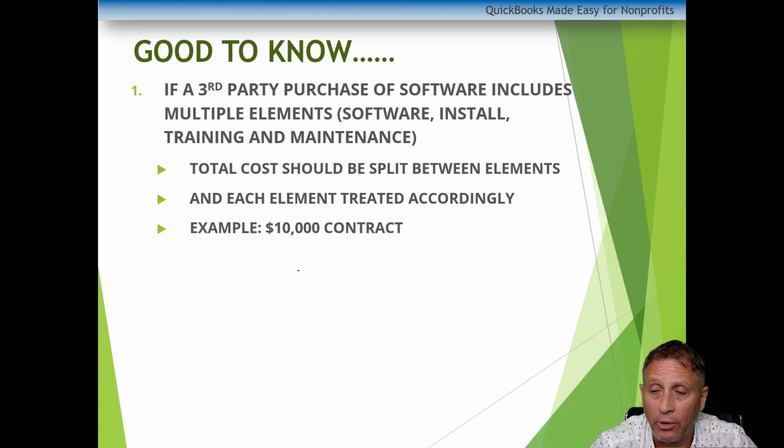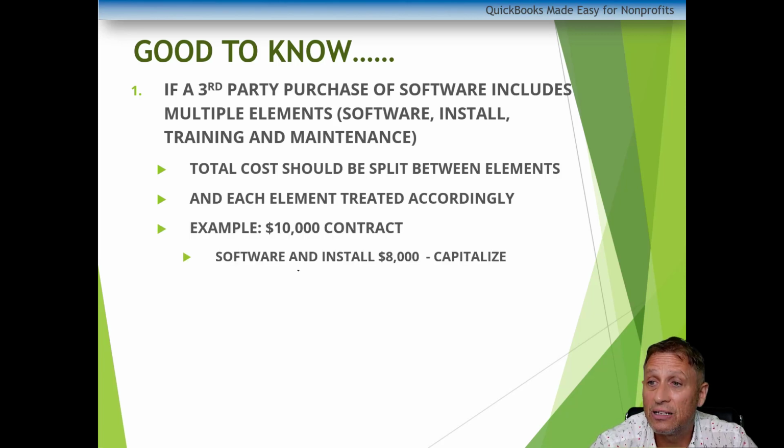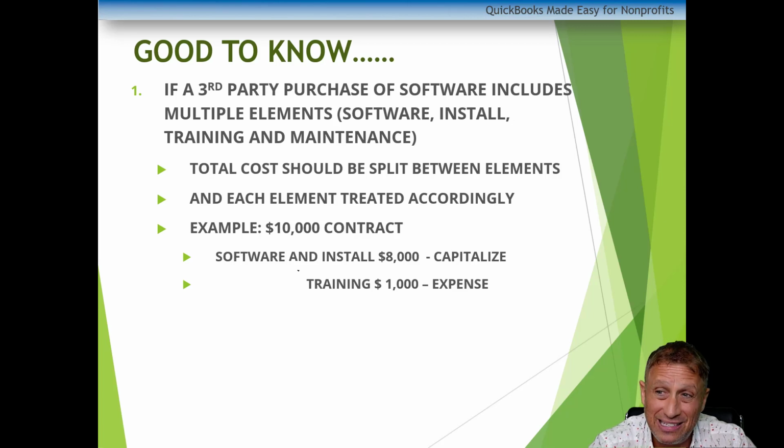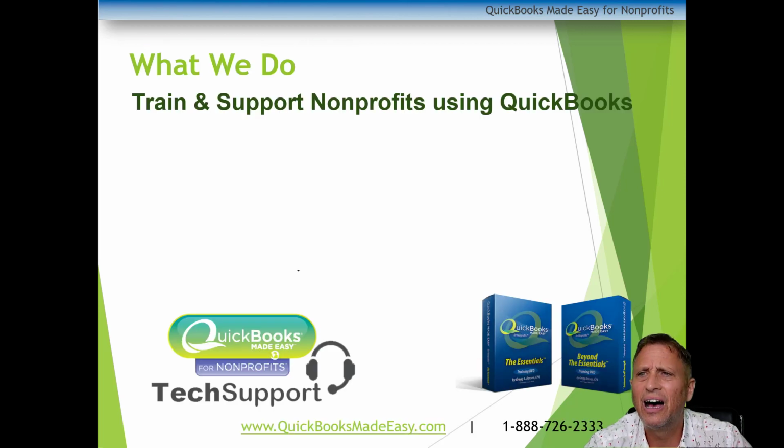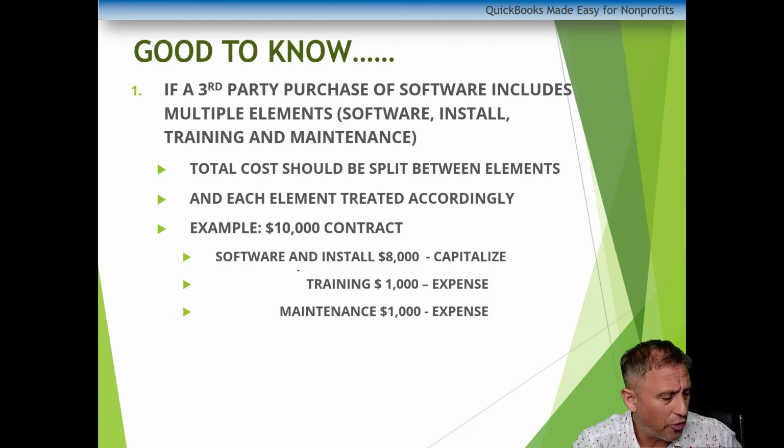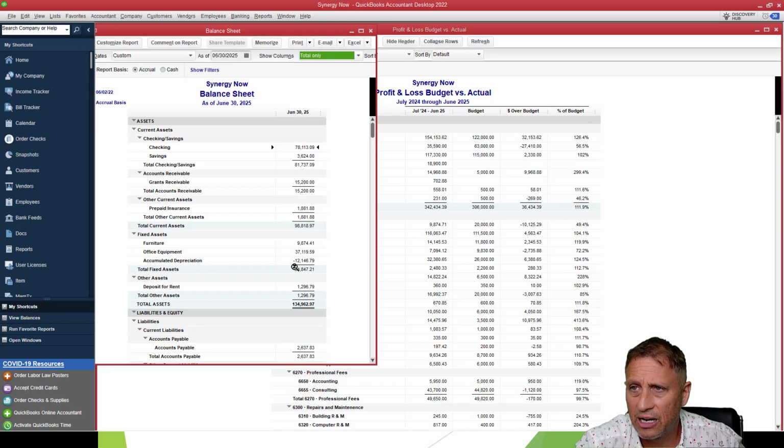So here's an example. You got a $10,000 contract. The software and installation you've decided is 8,000 of that 10, that will capitalize. The training, we're going to expense that, and we're going to expense the maintenance as well. All right. So I think that's everything about the tip. There is one other thing I wanted to show you, which I think is kind of cool.